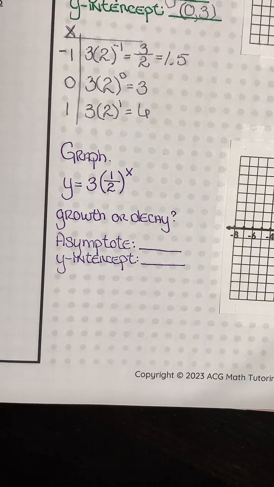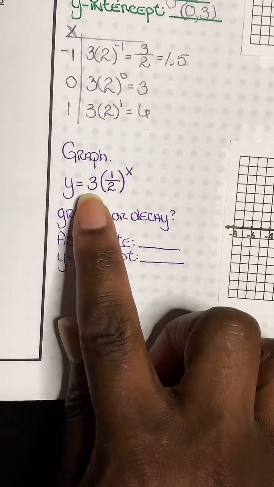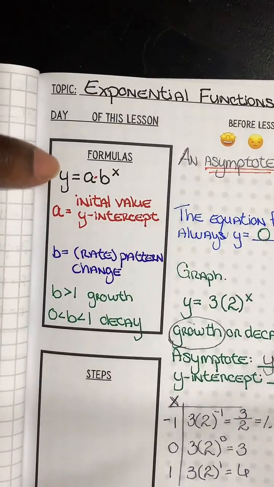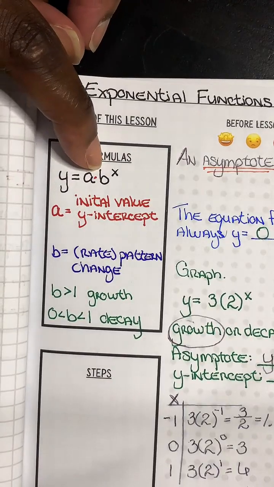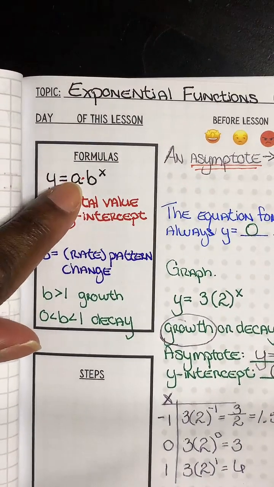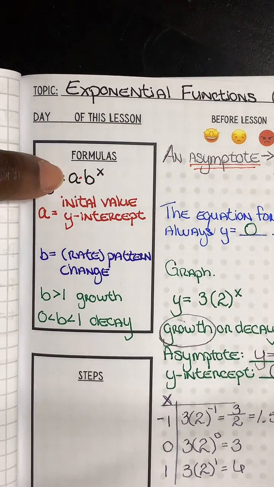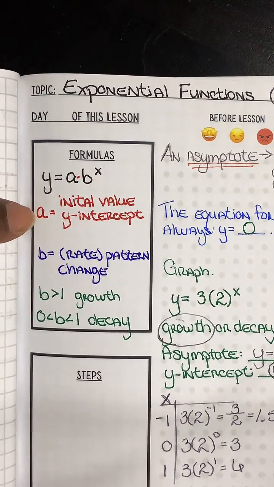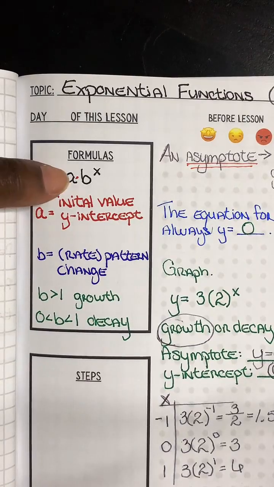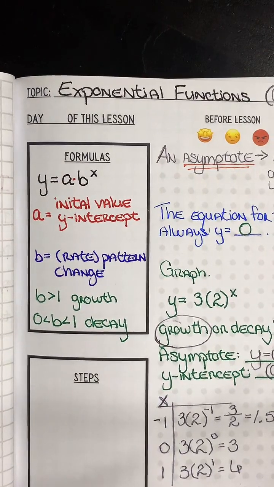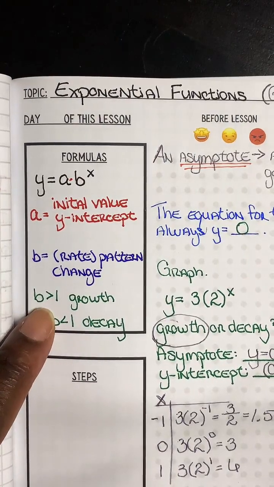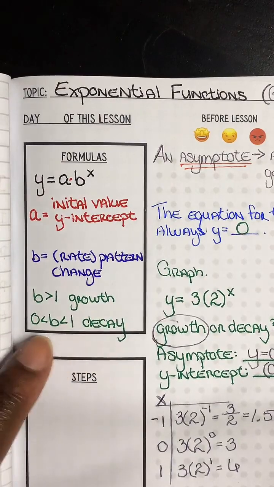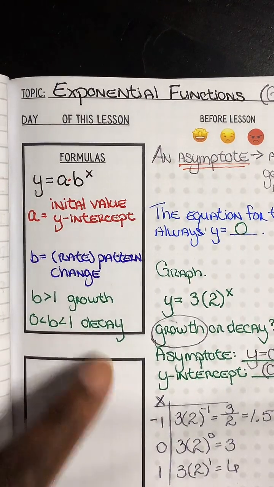So, since this is our framework, it's y equals a times b to the x. The b sometimes is in parentheses, sometimes they use a dot to represent the multiplication. Your a is going to be the starting value, your y-intercept. Your b is basically the changes. What is it increasing or decreasing by? So if your b is greater than 1, it'll be growth, but if it's between 0 and 1, it'll be decay.